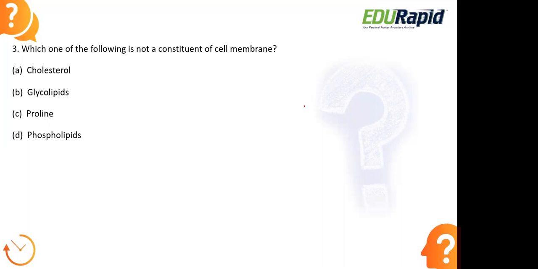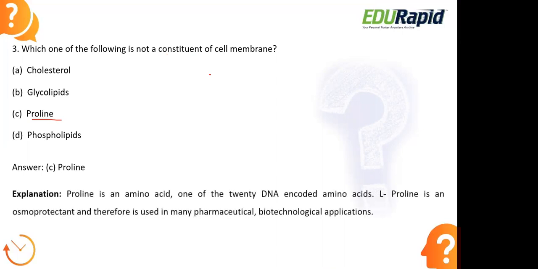Okay, let us look at the right answer. The right answer is option C, proline. Okay, proline is not a constituent of cell membrane. It is not present in the cell membrane that we have in our body. We know that our body is made up of trillions of cells. So here in all the cells, the cell membrane, which is the outer covering of the cell, there will be no presence of proline.